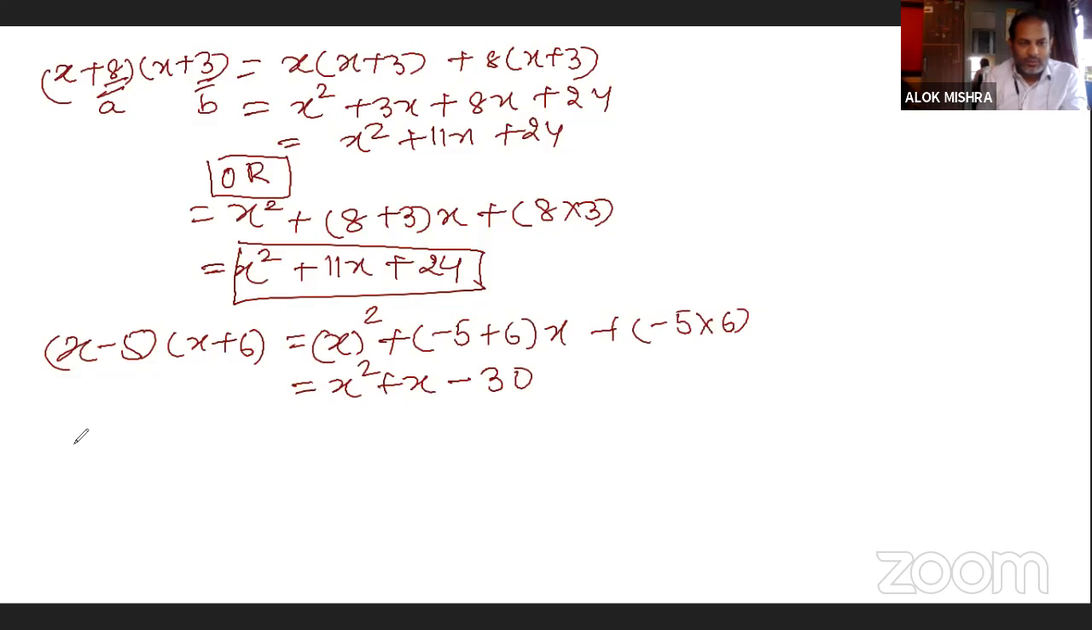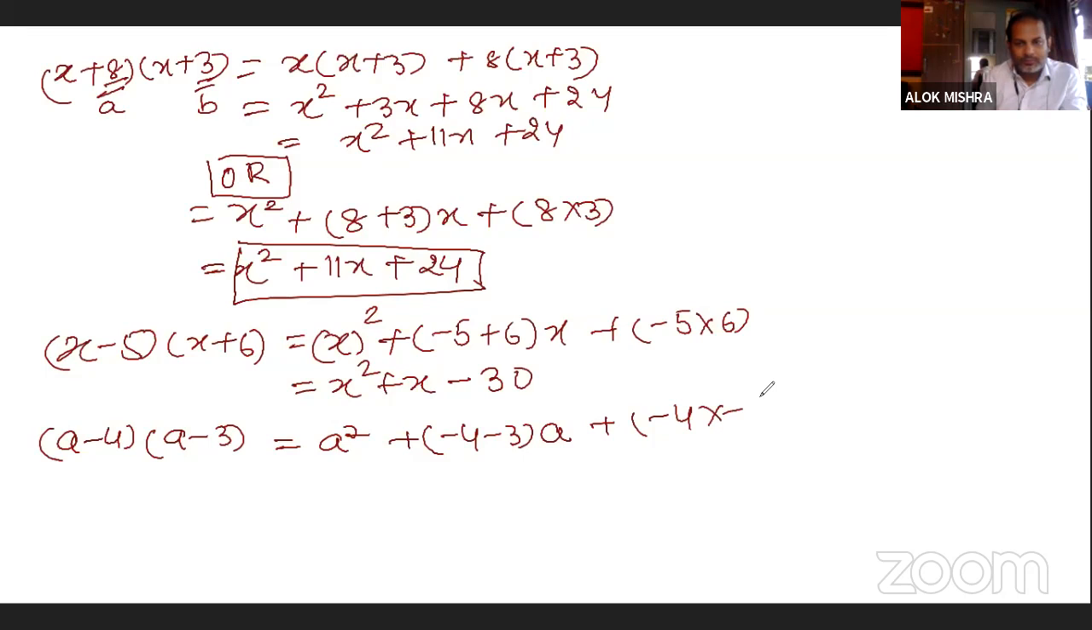Similarly, if I go with the third question, (a minus 4)(a minus 3), it is a square plus (minus 4 minus 3) into a, because my variable is a now, plus (minus 4) into (minus 3). So what do I get? I get a square minus 7a, and minus into minus is plus, so it is a square minus 7a plus 12. Fine?